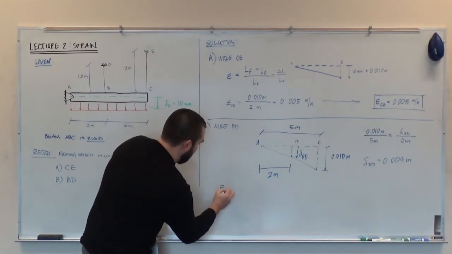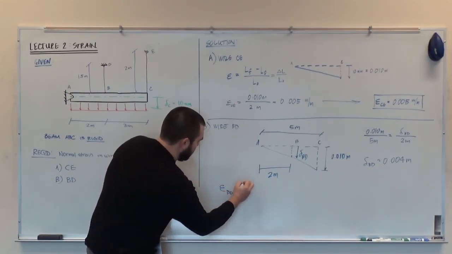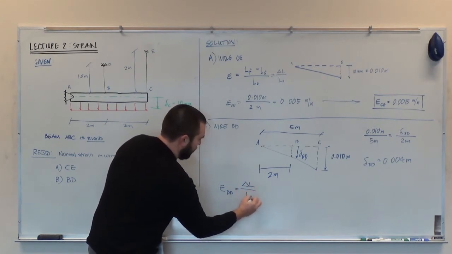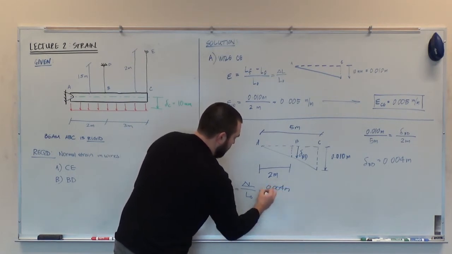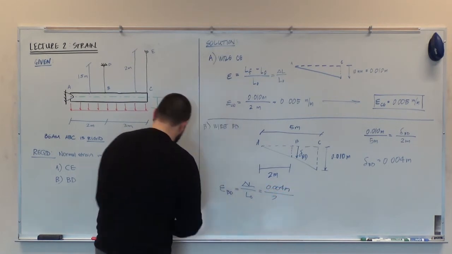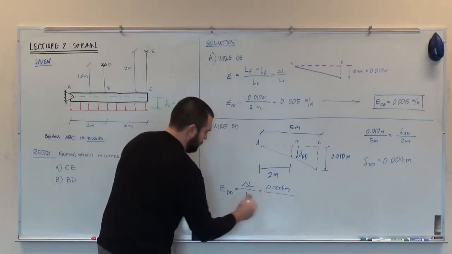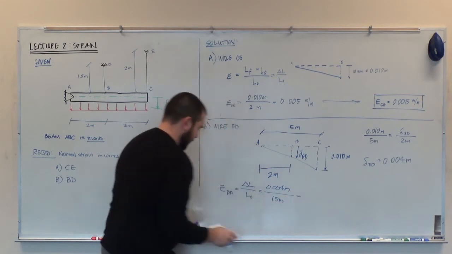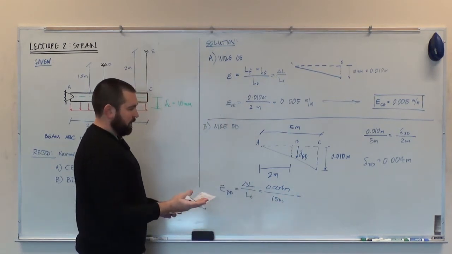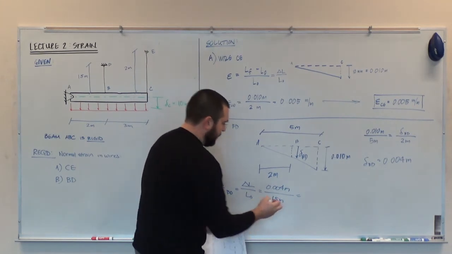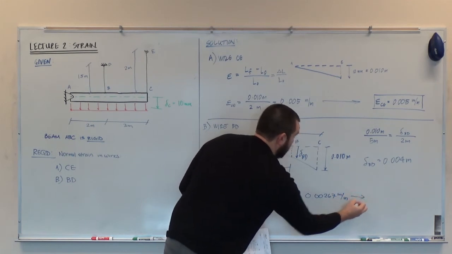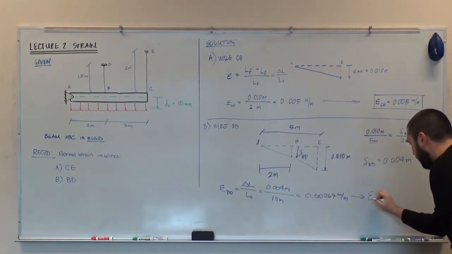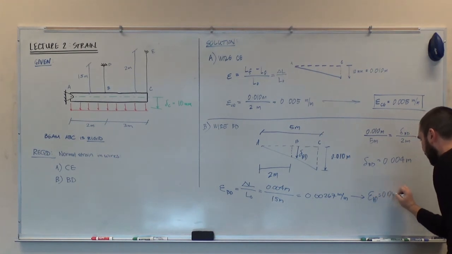Now I can calculate the normal strain in BD, which equals the change in length of BD over the original length. The change in length we calculated as 0.004. The original length is 1.5 meters. That gives us an average normal strain, still positive because it's elongation, of 0.00267 meters per meter. And I would put that over here: average normal strain, wire BD, of 0.00267 meters per meter.